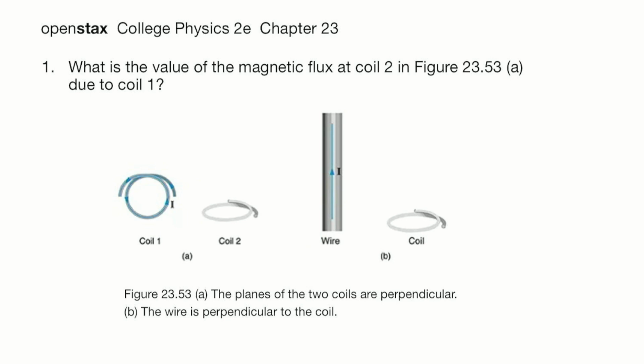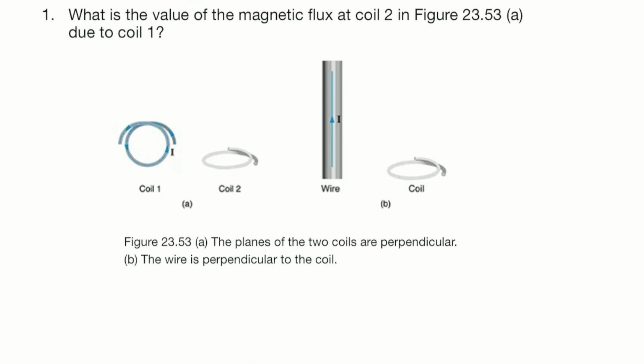Okay. So coil 1 makes a field that comes out of the page and it curls around over to coil 2. It makes circles that go through the center of coil 1. But the coils are perpendicular. And so we can show that coil 2 will not have any flux going through it.